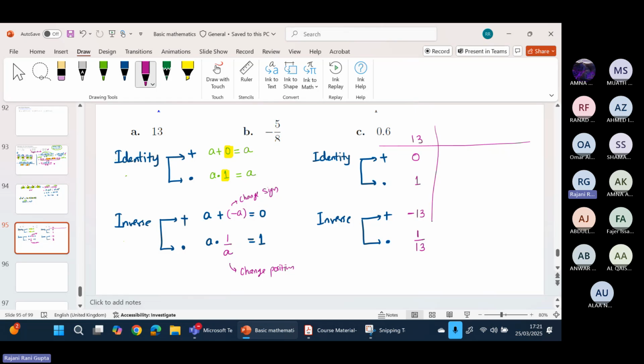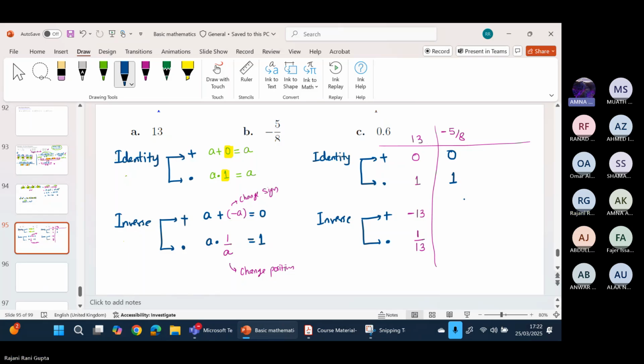Let's do one more. Minus 5 over 8. What do I add to minus 5 over 8 so I get minus 5 over 8? Identity for addition: 0. Identity for multiplication: 1. Inverse for addition: plus. Correct. Change the sign, minus to plus.